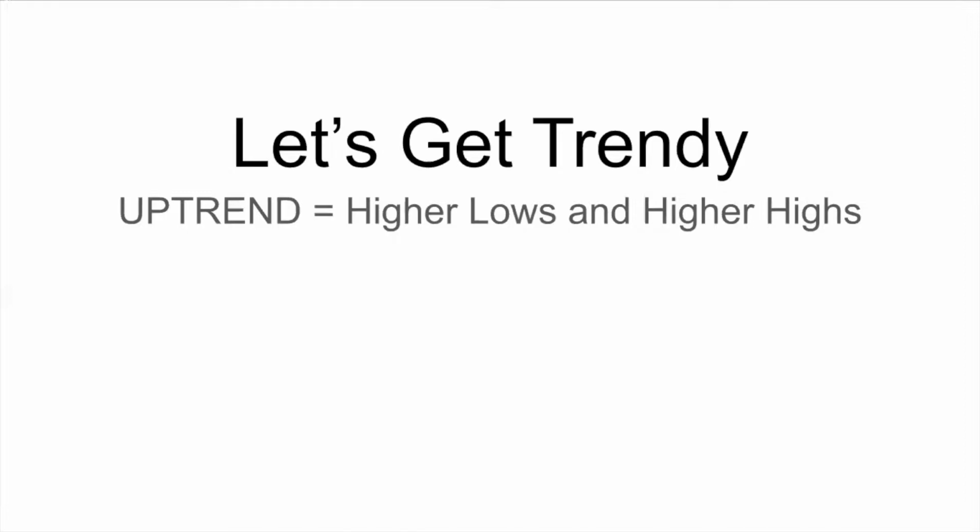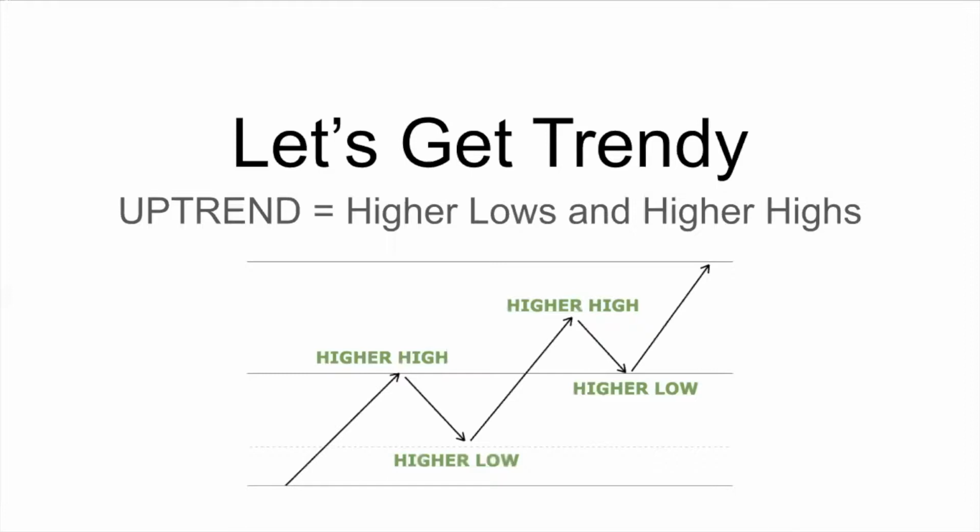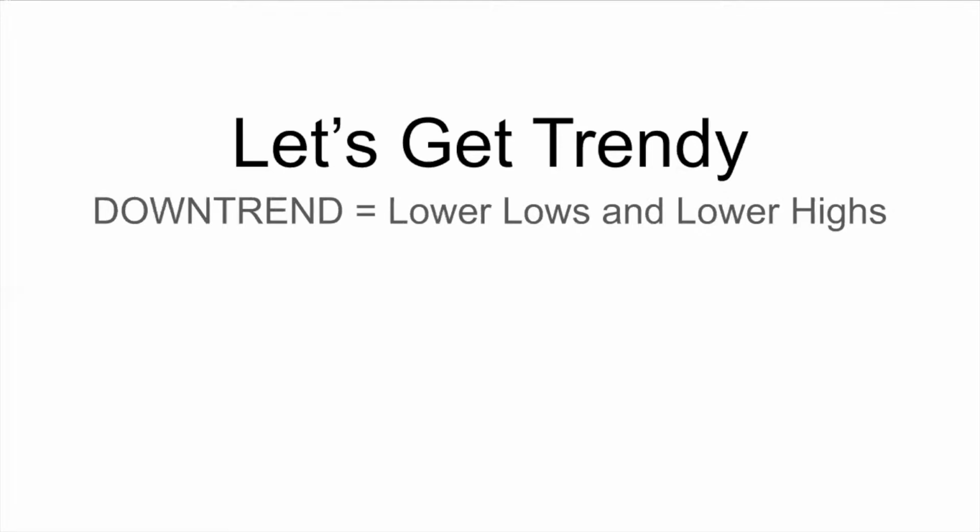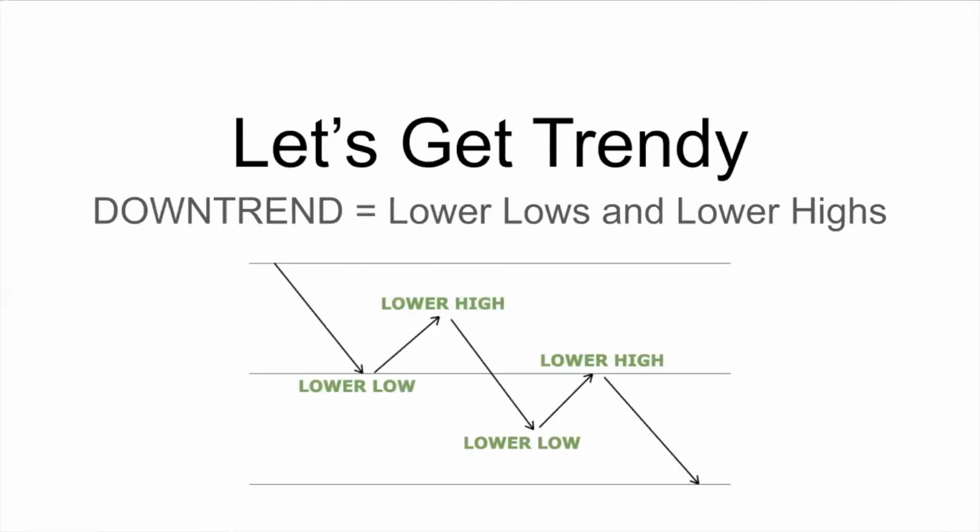So the definition of an uptrend is when price forms higher lows and higher highs. And that's going to look something like this, where you see price forming the higher high, a higher low, a higher high, and a higher low over and over and over until it doesn't and it forms into a downtrend. So a downtrend is the exact opposite. That's when price forms lower lows and lower highs. And it's going to look something like this. So we can see that lightning bolt formation going on.